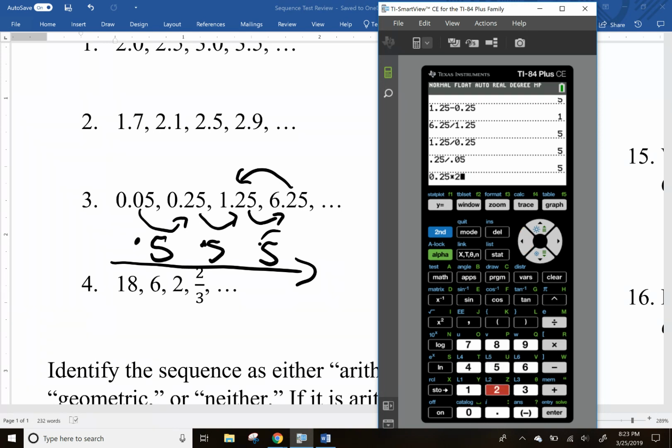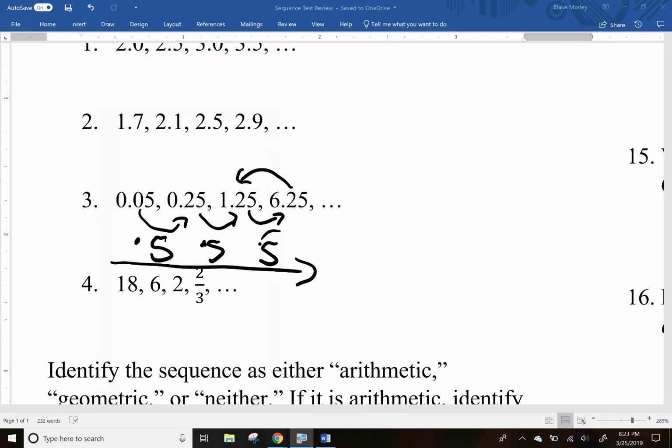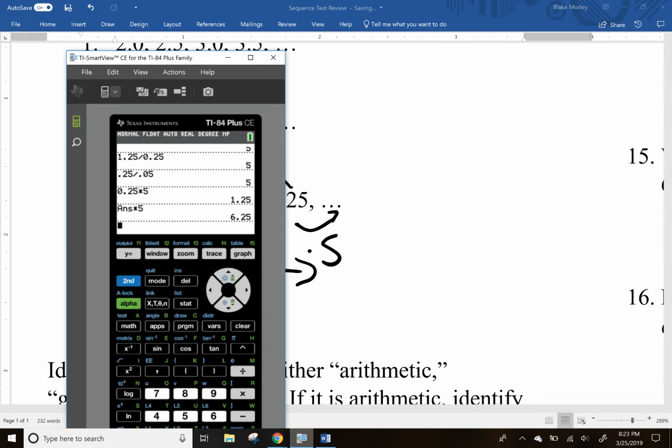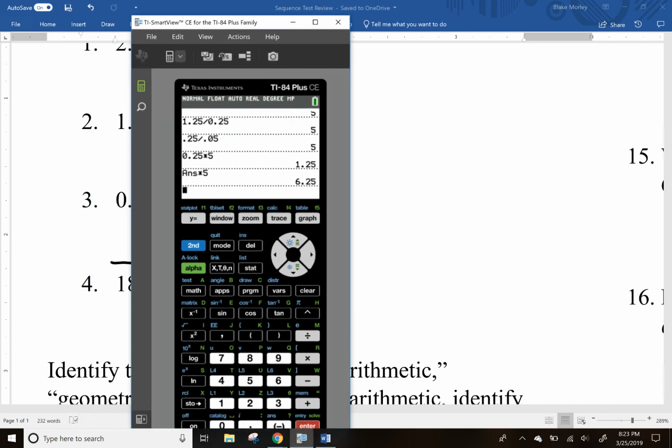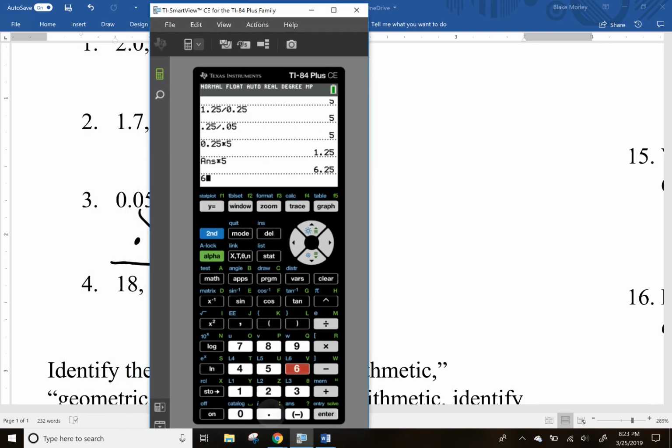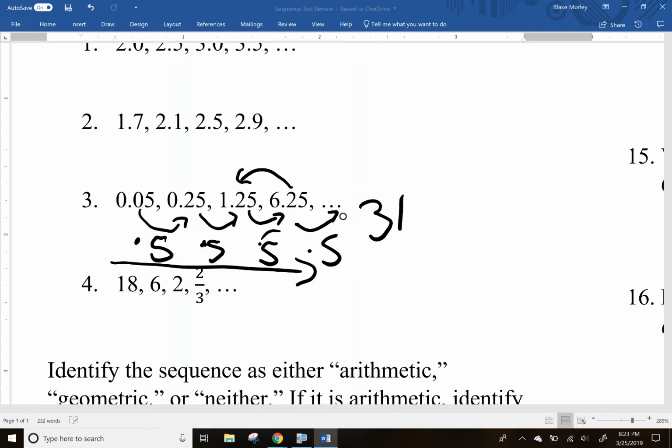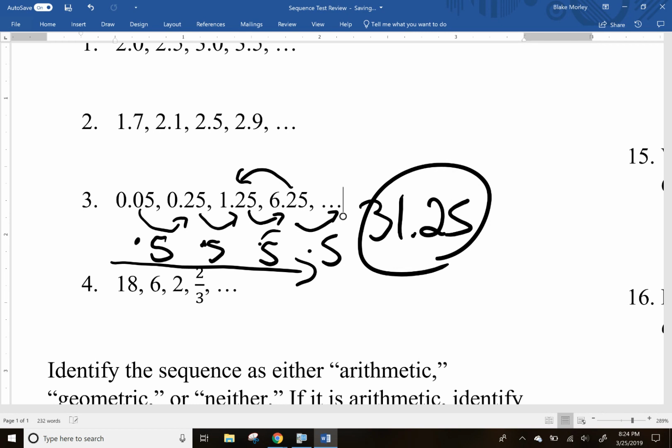times 5. Oh my gosh, it's so difficult to write on this. 1.25, right? And then do that again. Well, I forgot to start at 0.05, but it's okay. If I take that number and multiply it by 5, I get 6.25. So I'm looking for the next term in the sequence. So if I multiply by 5 again, I'll get the next term. So 6.25 times 5 is 31.25. So the next term in the sequence is 31.25.